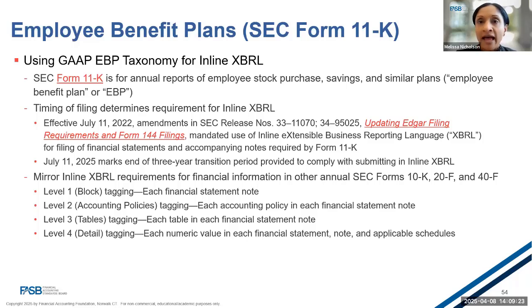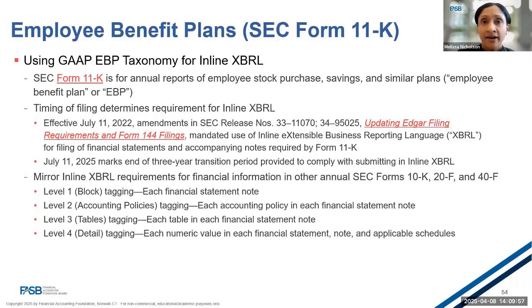So you may recall that when the amendments to the EDGAR filing requirements were issued in July of 2022, they also included a 3-year transition period in which the Form 11-K filers would have to comply with submitting an inline XBRL. And so if you do the math, July 11th, 2025 would mark the end of that transition period. So plan to file accordingly.